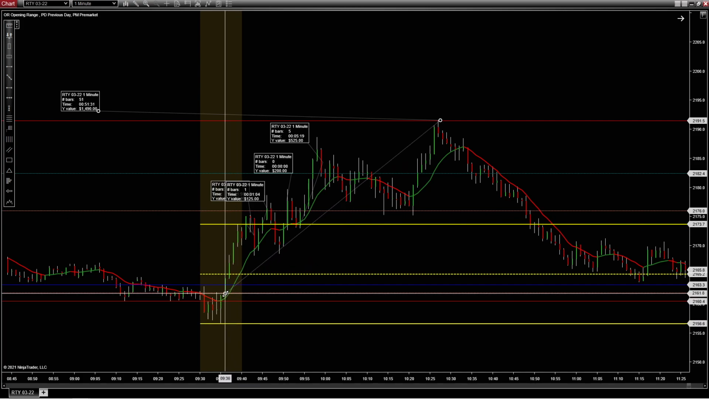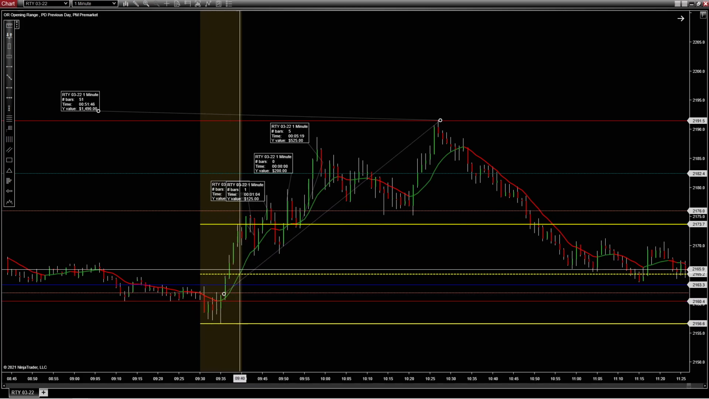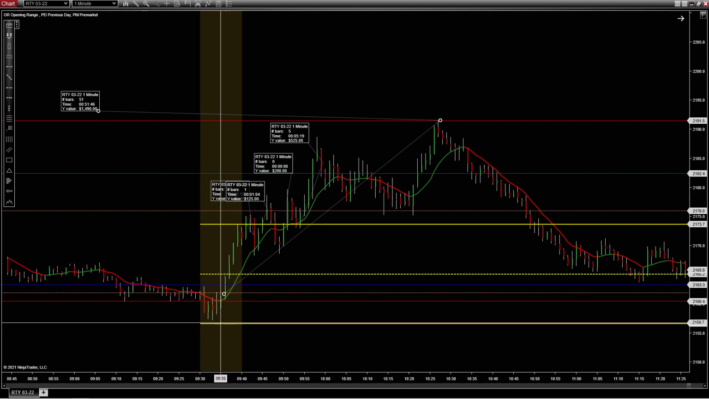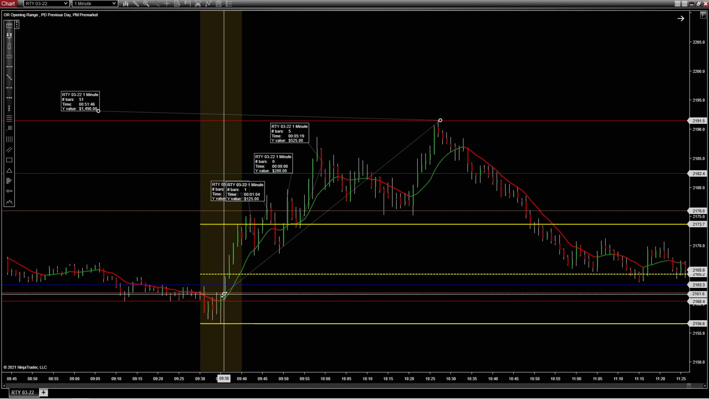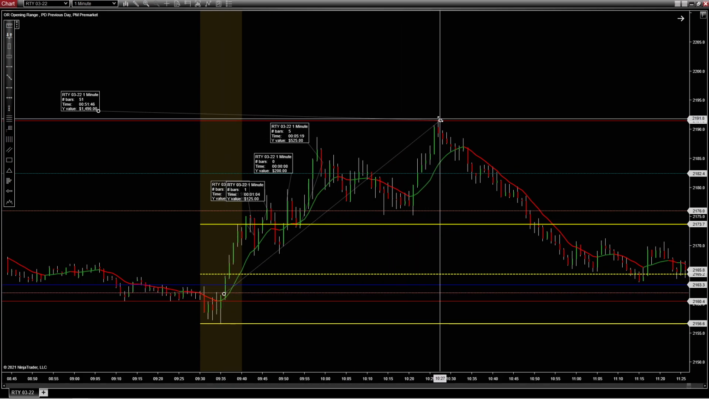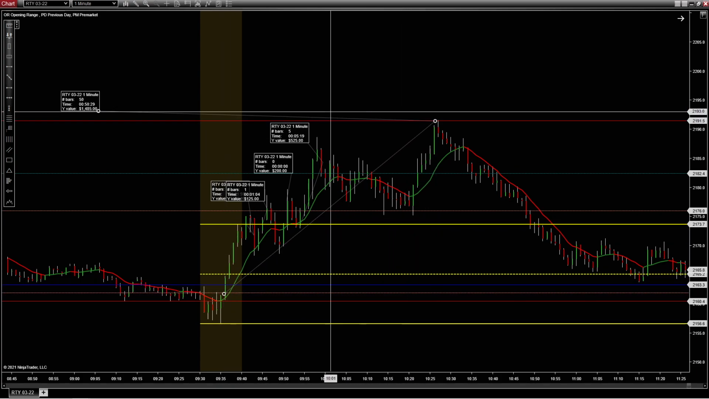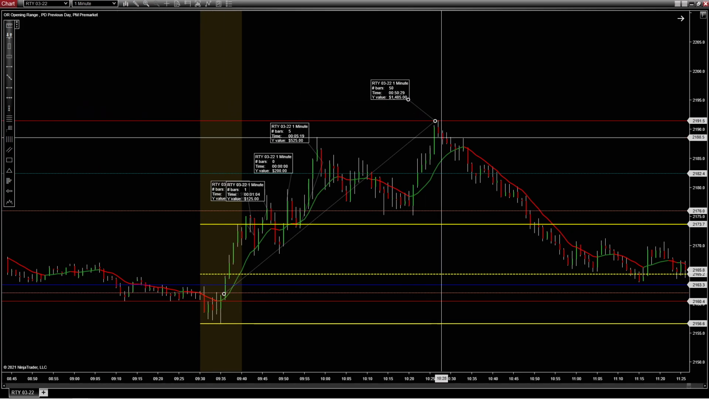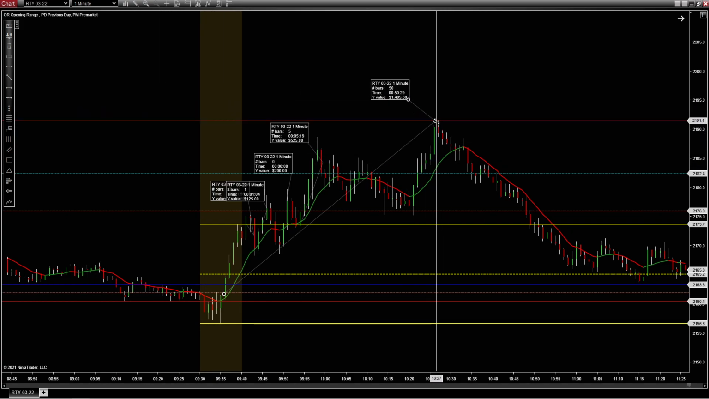So let's say that you would have played that mover right there. That's where the mover will come in handy. If you come down and you bounce off that, and then you close above the mover, and then it takes off, you get in there, and if you held it, which you probably wouldn't have done, that's $1,485.